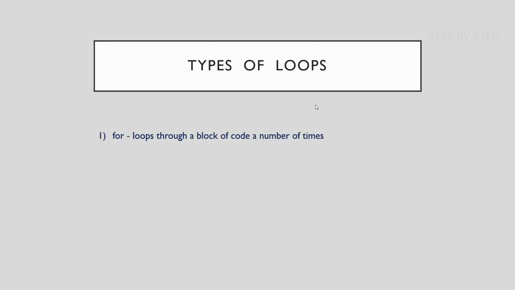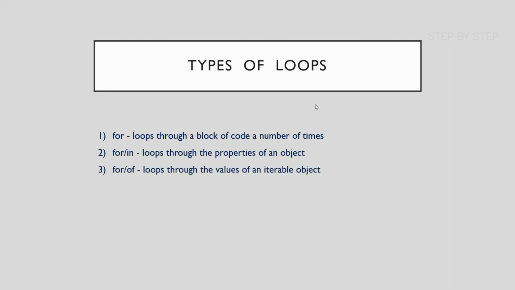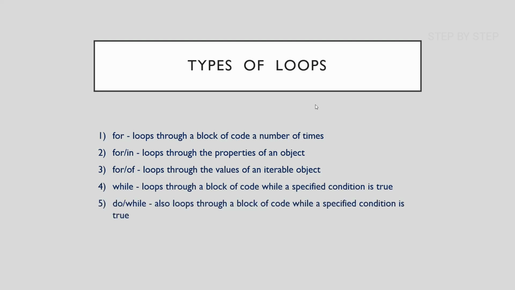So basically, we are having 5 types of loops. We have for loop, for in loop, for of loop, while loop, and do while loop. For loop we are going to see in this session itself. Later on, we are going to see about the rest of the loops. Now for loop is nothing but it will loop through a block of code a number of times. If I want to run that second statement 50 times, I can use this for loop.